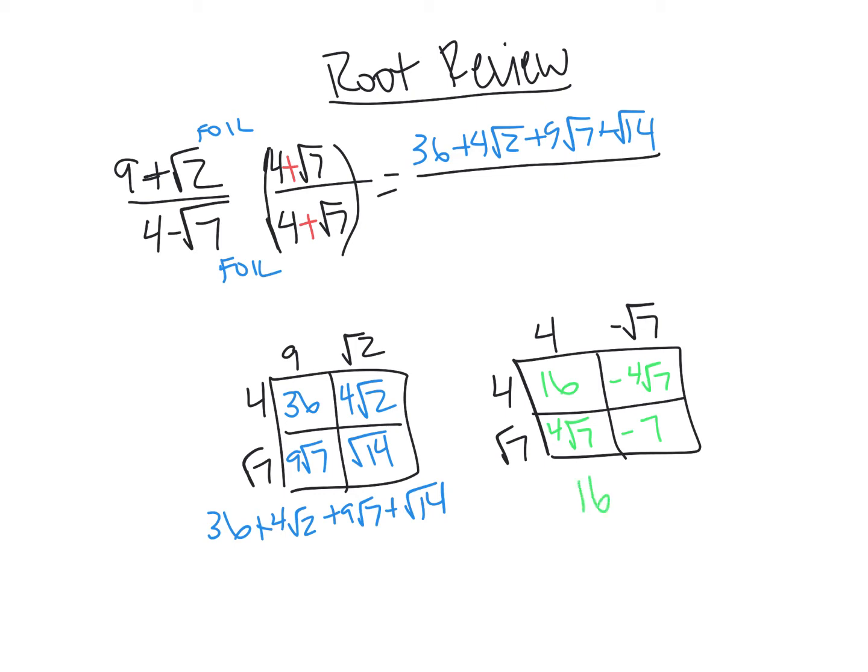So we have 16. Notice our middle terms are going to cancel. We have positive 4 root 7 and a negative 4 root 7, so this cancels. So 16 minus 7 is 9. So we have 9 on the bottom. So that's our answer. Notice I can't simplify anything. Root 2, root 7, I can't add, so we're done.